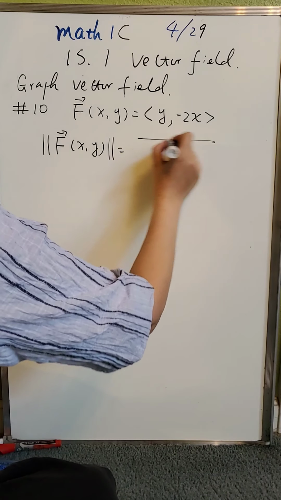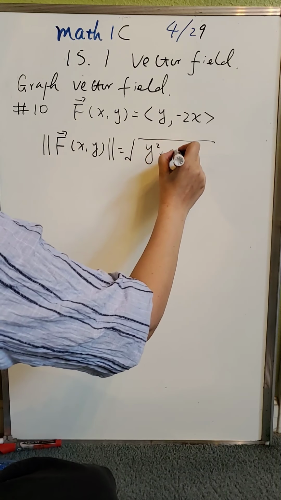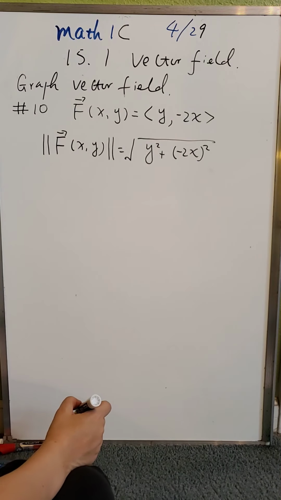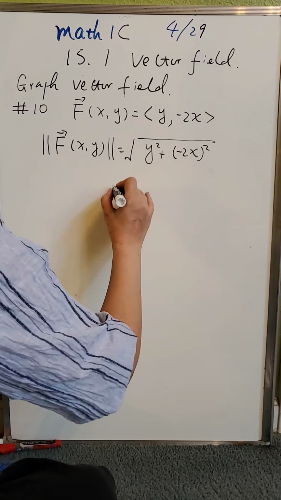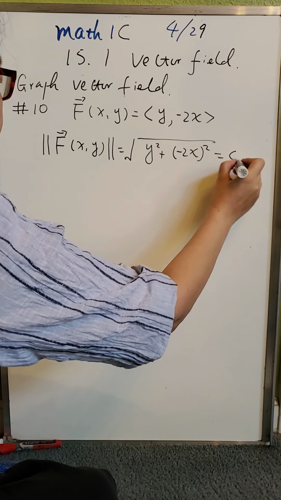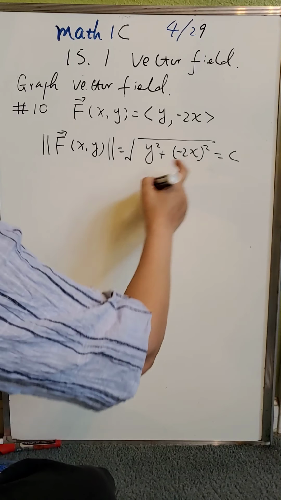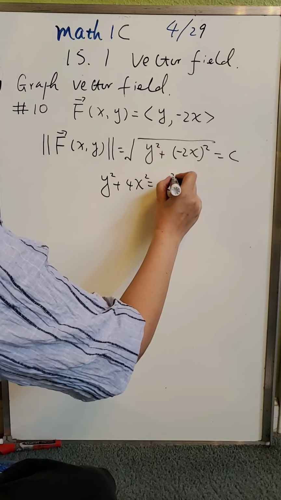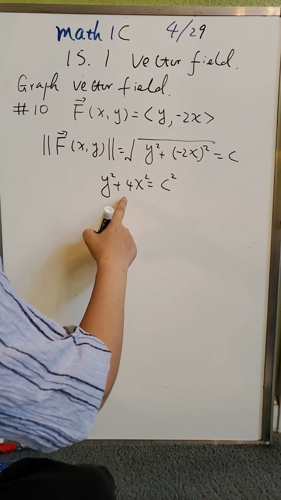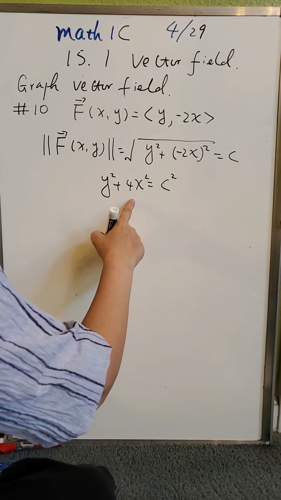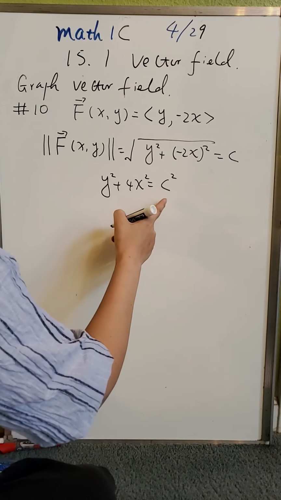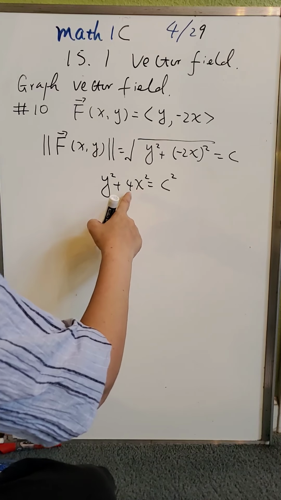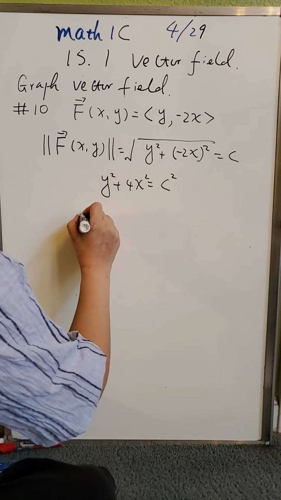Okay, that is equal to y squared plus negative 2 squared, negative 2x squared, okay? And then you let it equal to a number c. And then you square on both sides, so y squared plus 4x squared equals c squared. And then you can see this as an ellipse. If you divide c squared on both sides, you can see, okay, it's actually an ellipse.